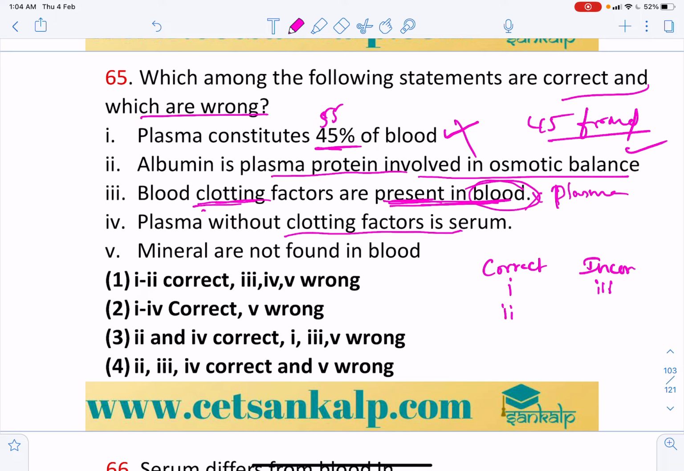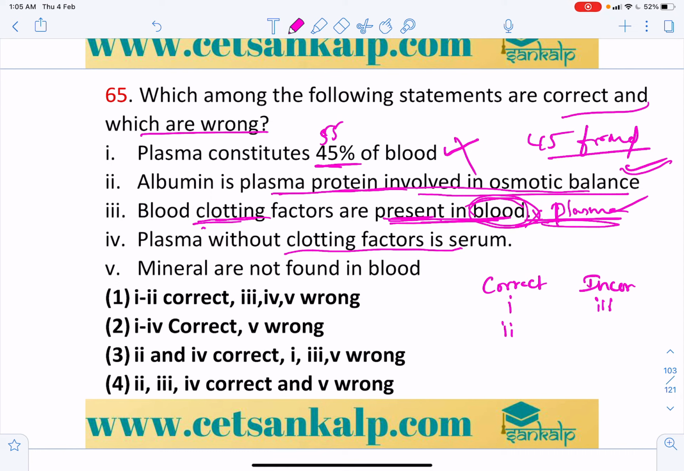And next, the next option, right? So albumin involved in osmotic balance, correct. And then blood clotting factor present in the blood, yes, we can say that this is blood plasma. Let me mark this as also correct. Then plasma without clotting factor, serum, that is also correct. Minerals are not found in blood? No, minerals will be present. No. So which are the correct statements?